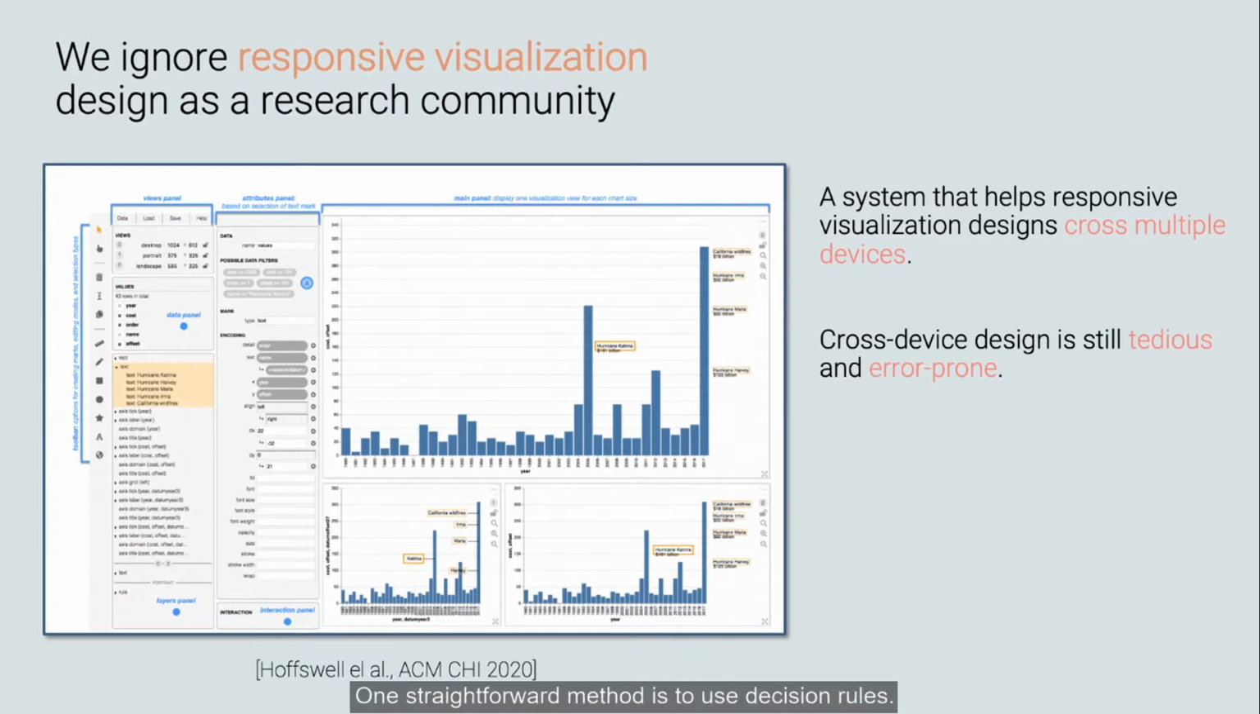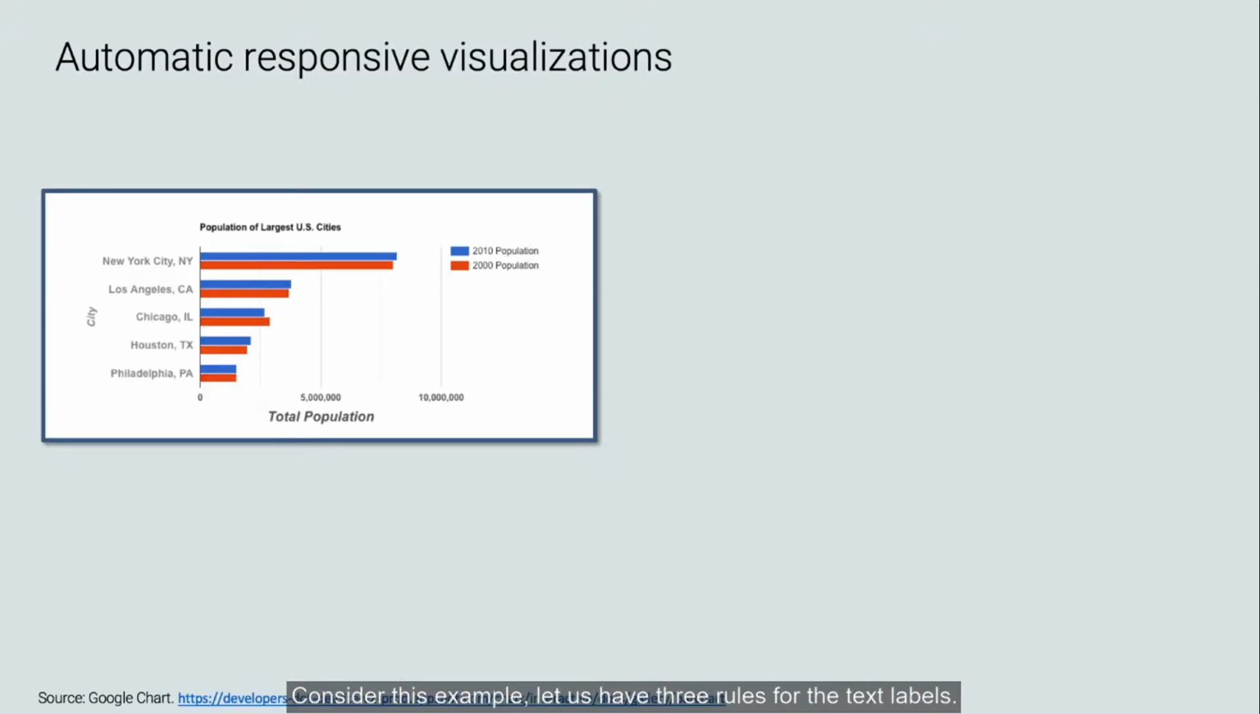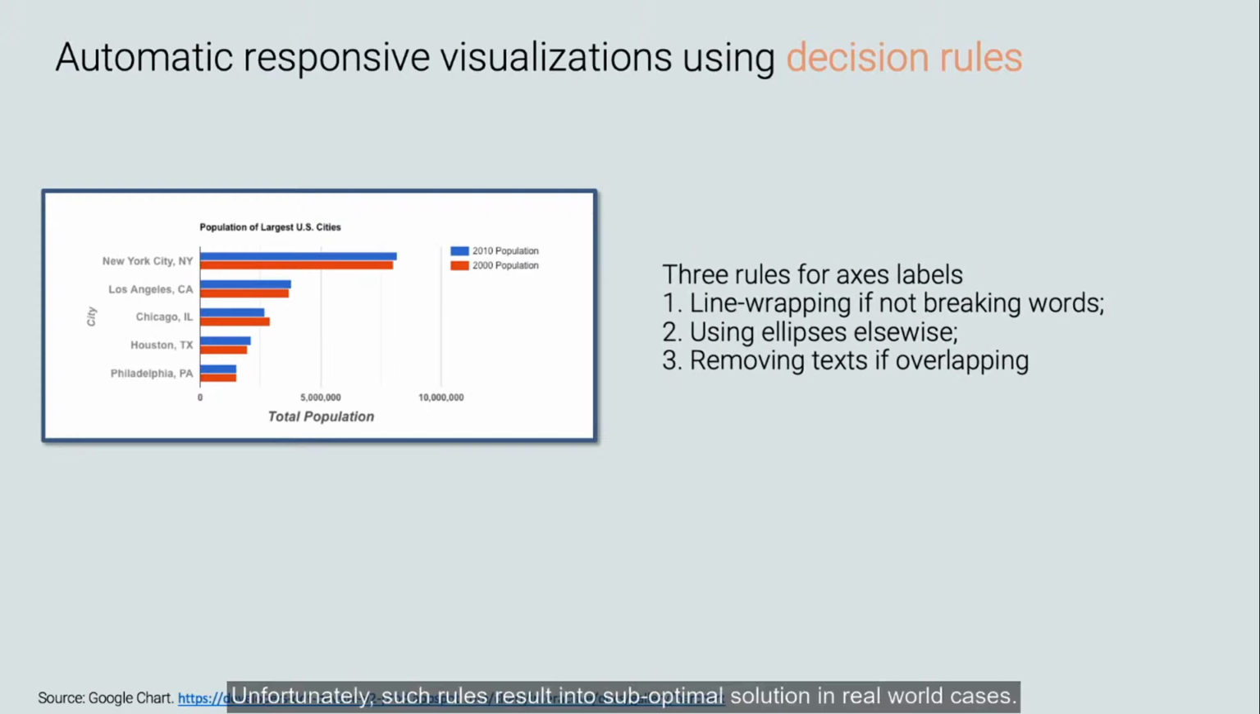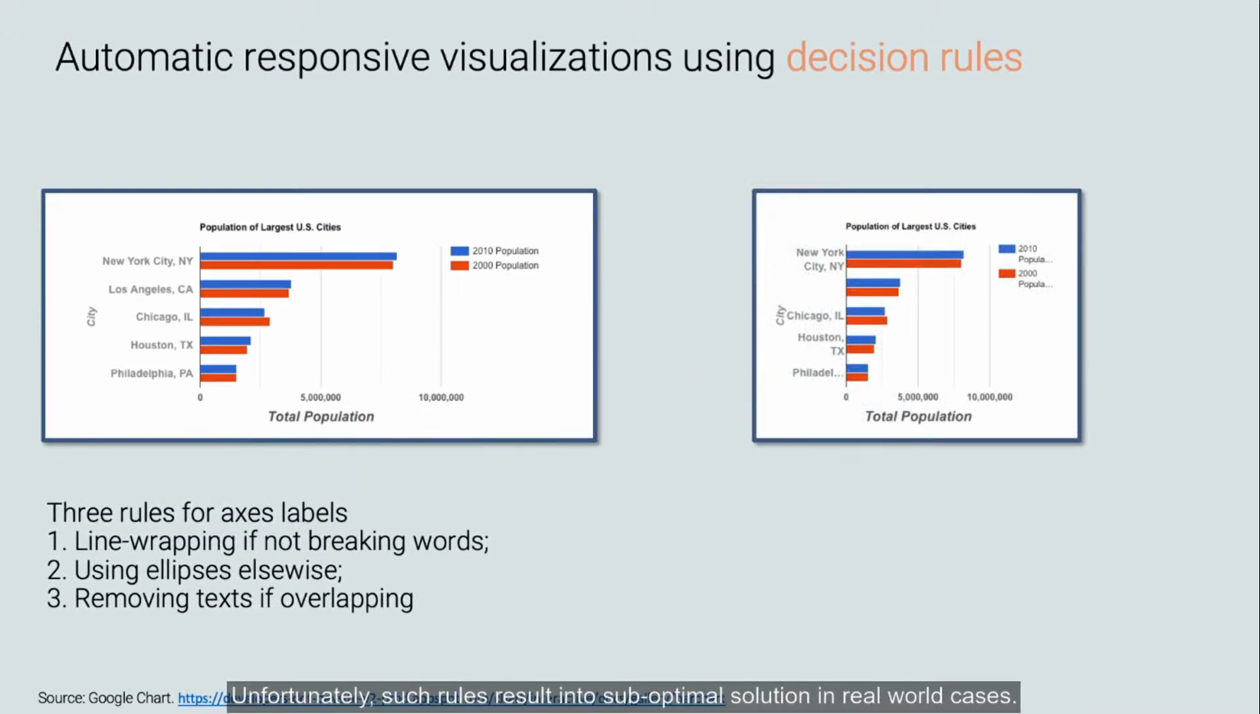One straightforward method is to use decision rules. Consider this example. Let us have 3 rules for the text labels. First, we wrap the lines if we can do without breaking words, or use ellipsis otherwise. Third, we simply remove text which overlaps with each other. Unfortunately, such rules result in a suboptimal solution in real-world cases. The axis labels are missing, while the legends become unreadable.